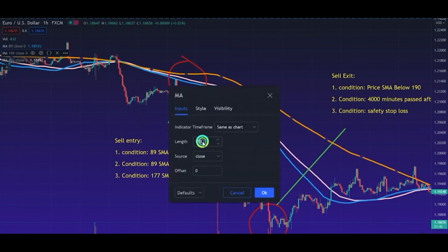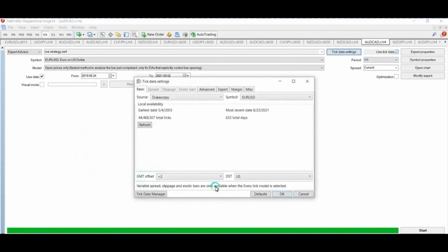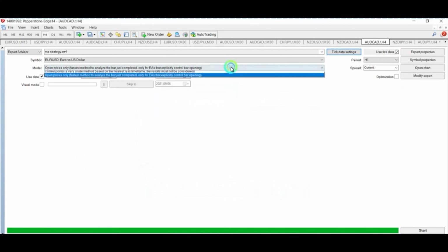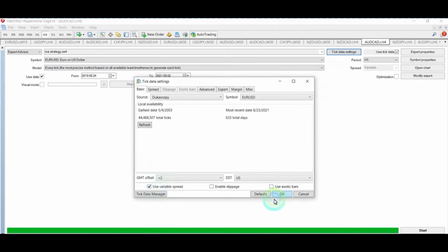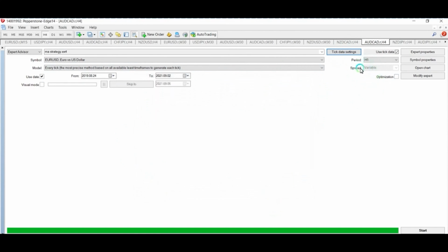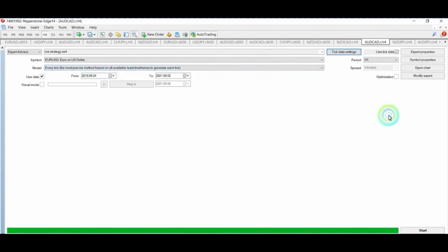So let's see the part where I show you the real 99.9% tick data results of this strategy and the trades and everything. So we will be using variable spread on every tick data. As you see, it is variable on every tick data. You can see it here, and it is a non-bullshit test.